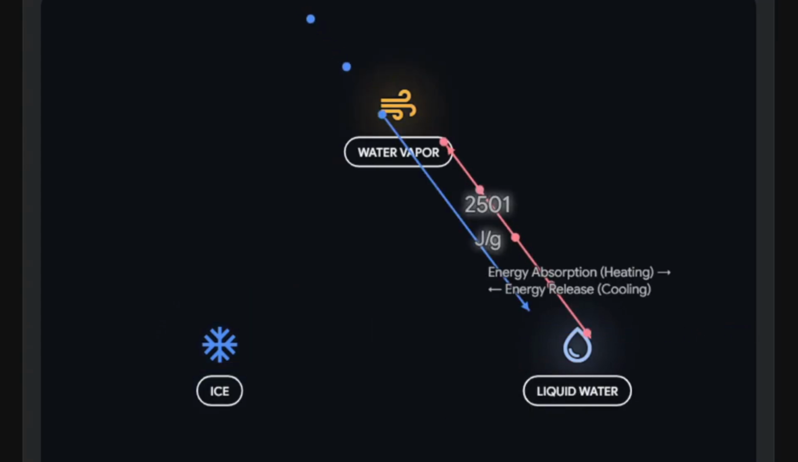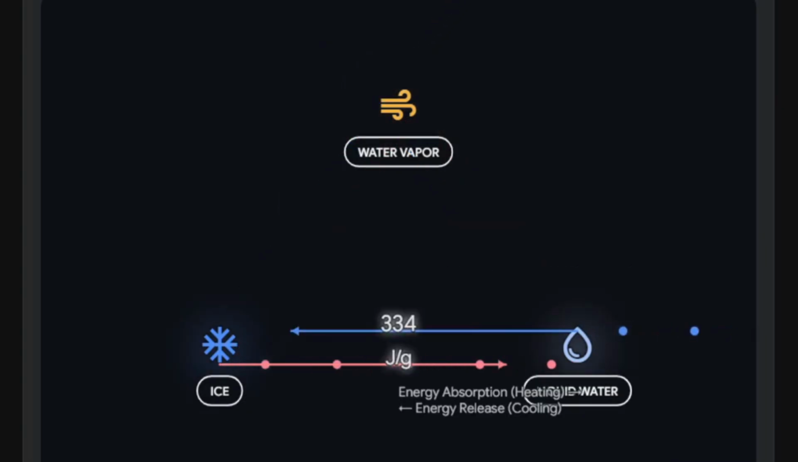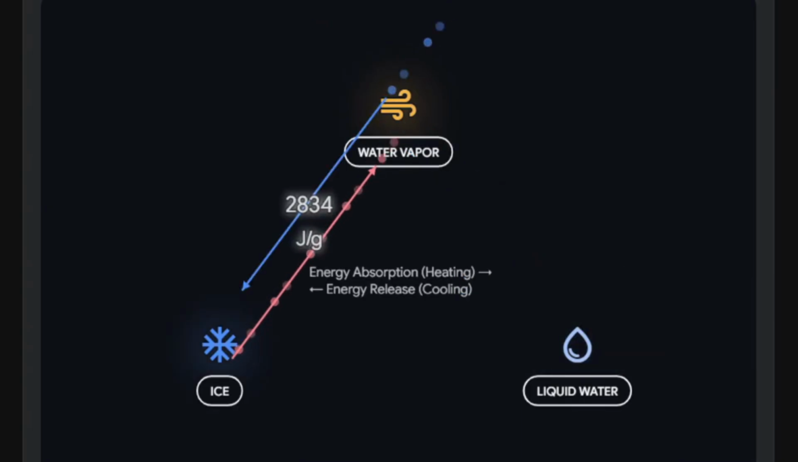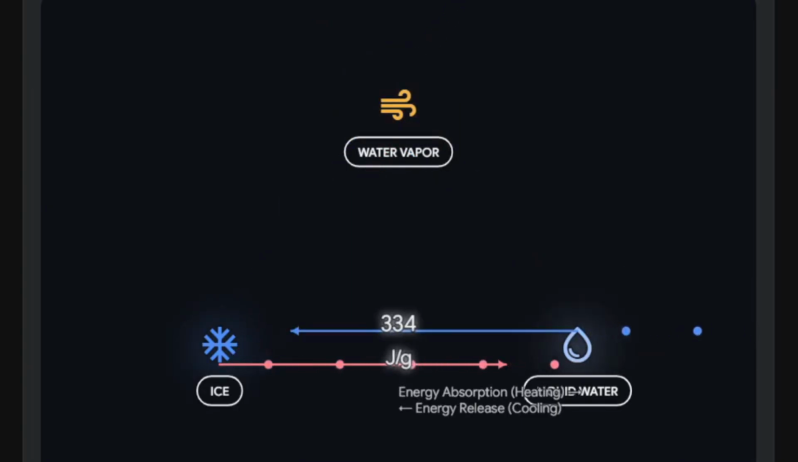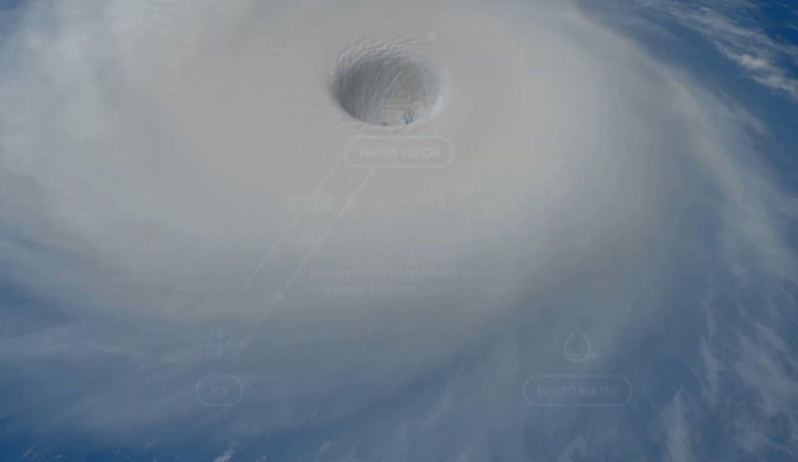Look at those values relative to each other. Vaporization and sublimation move enormous amounts of energy compared to melting. That's why phase changes involving vapor have such a massive effect on the atmosphere. Every gram of water vapor that condenses into a cloud droplet dumps 2,501 joules of heat into the surrounding air. Multiply that by trillions of grams in a single thunderstorm, and you start to see what's actually powering severe weather.